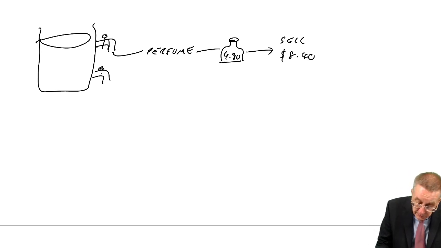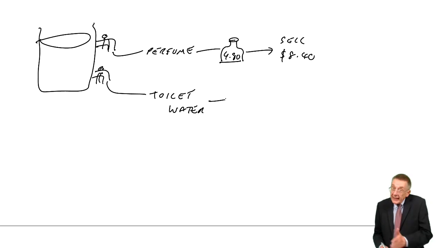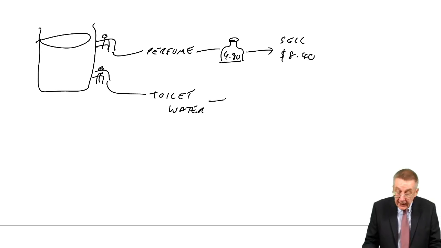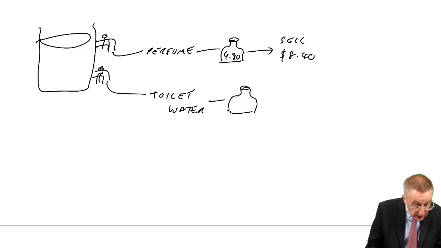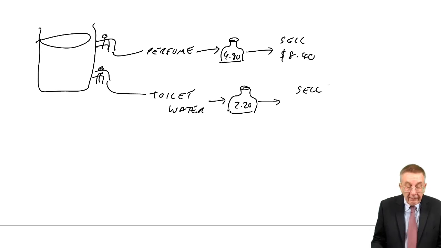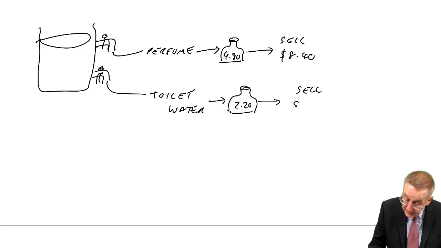And similarly, out of the bottom tap comes our toilet water. But again, that needs further work done. That needs putting in a bottle. Its bottle only costs $2.20, further processing. And then we'll sell it, what's its selling price? $4.50.